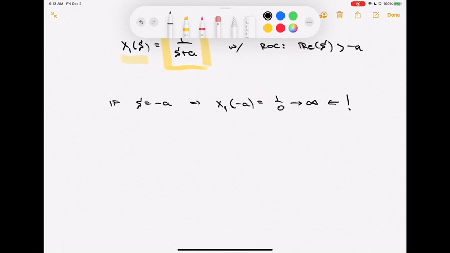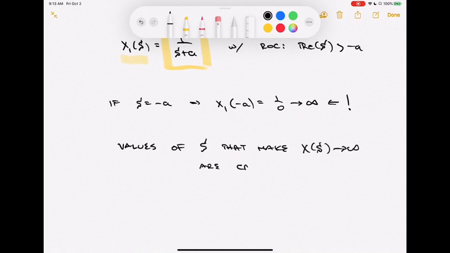And so values of s that make some x of s go to infinity are called the poles of x of s.